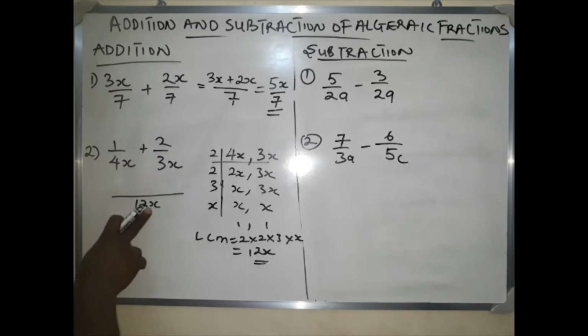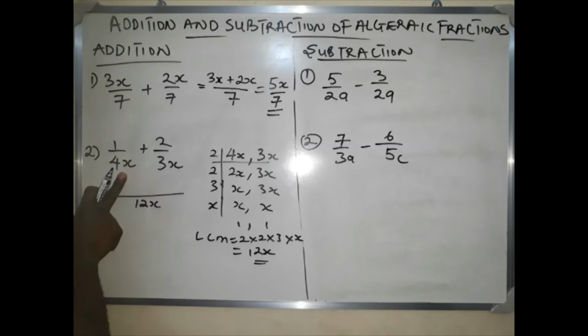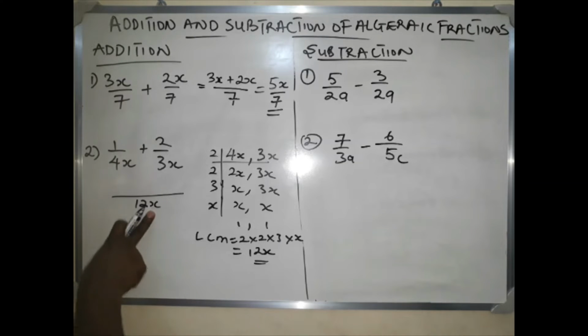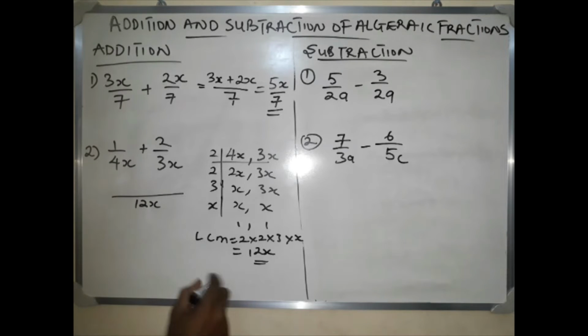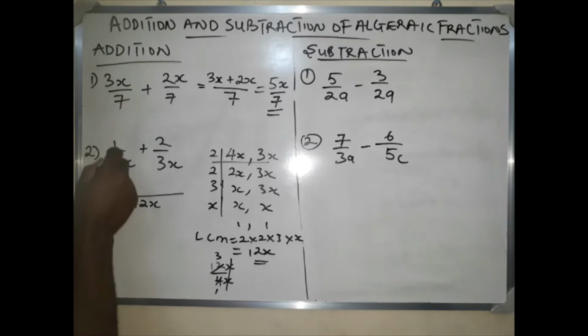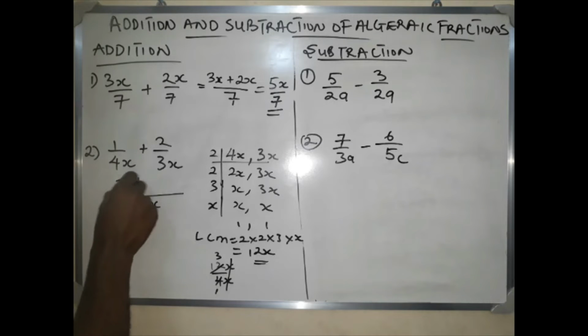We say the LCM divided by the denominator, and what we get will now multiply the numerator with it. So we say 12x divided by 4x times 1. 12x divided by 4x: x cancels x, 4 divides itself 1, 4 divides 12 is 3. So now we say 3 times 1 will be 3. Bring now your plus sign.